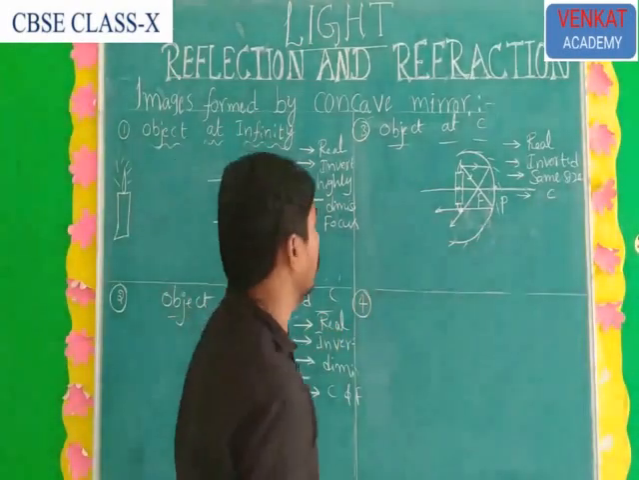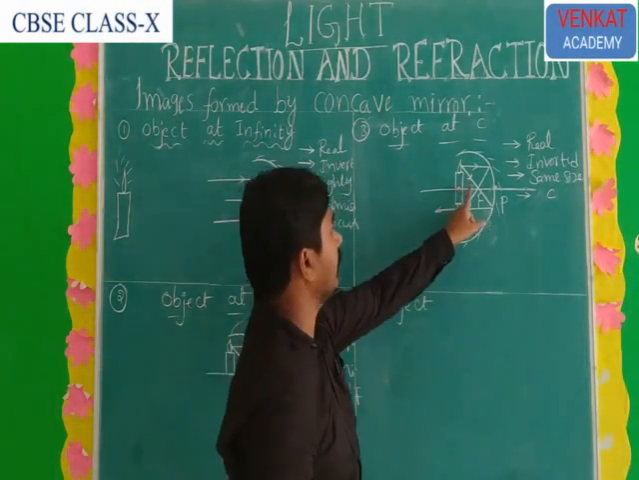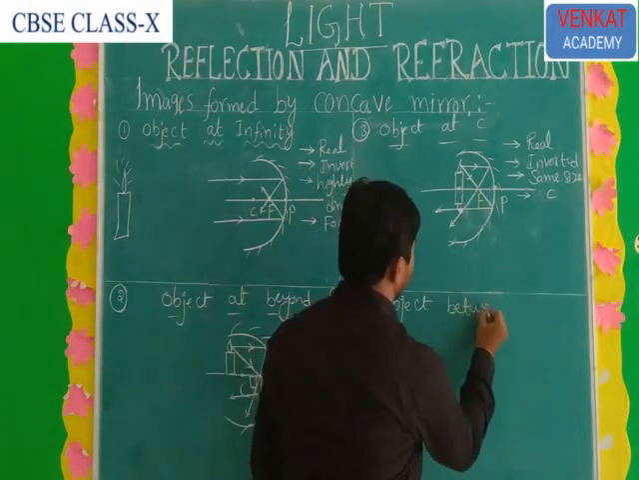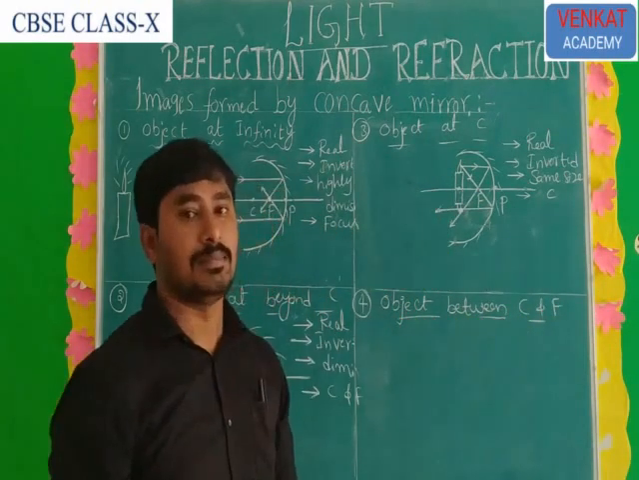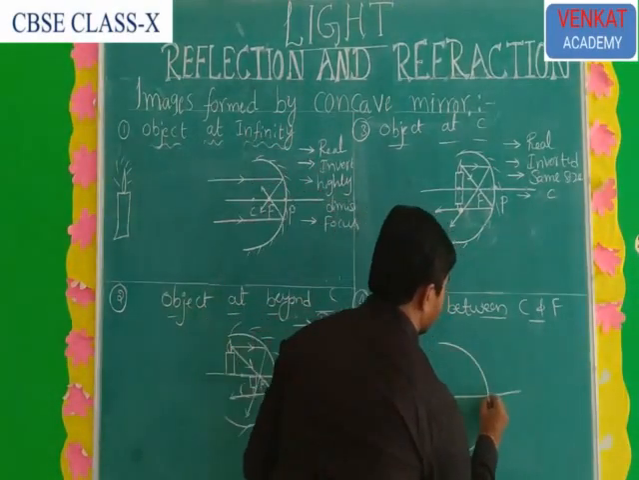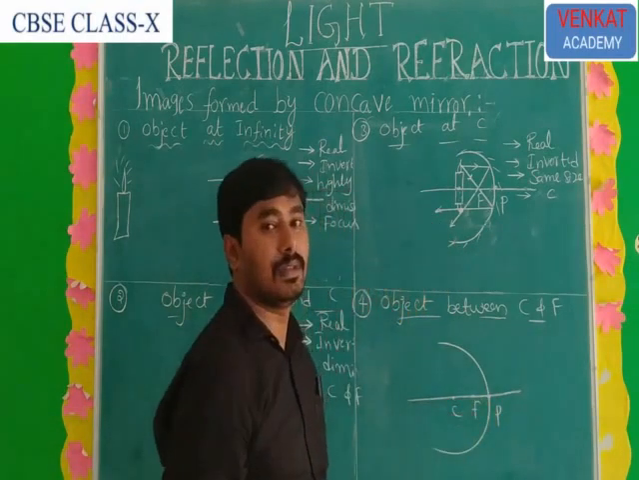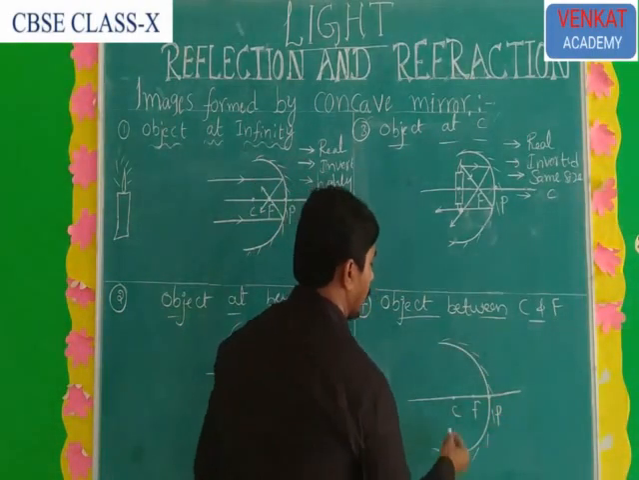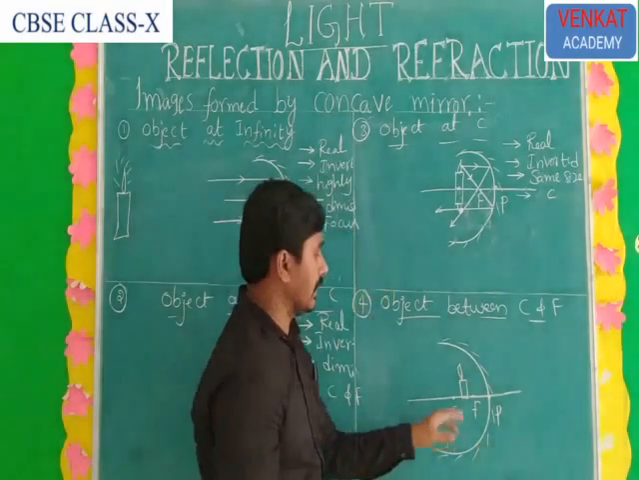Next one is the fourth case. What is the fourth case? Object at C is over; next one is object between C and F. So the object is between C and F. Means you have to take the concave mirror, pole, focus, center of curvature, and the silver coating. So here the candle is between C and F.